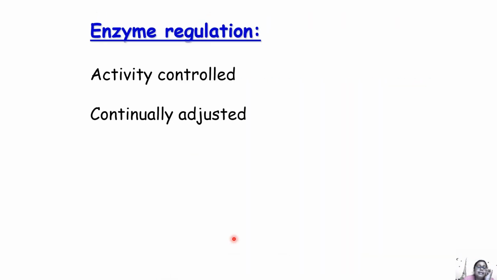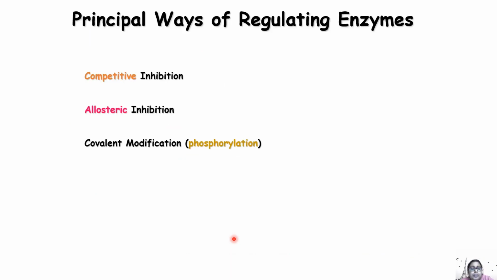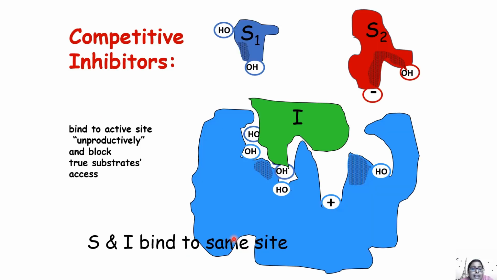Enzyme regulation can be controlled or continually adjusted. So what are the principal ways of regulating enzymes? By competitive inhibition, allosteric inhibition, and by covalent modifications such as phosphorylation. So what happens in competitive inhibition? There are competitive inhibitors that compete with the substrate to bind to the active site unproductively. Once the competitive inhibitors are given in excess, they can bind to the active site, and that stops the substrate from binding to the active site. They are binding to the same site, so there is a competition. That's why it is a competitive inhibitor.